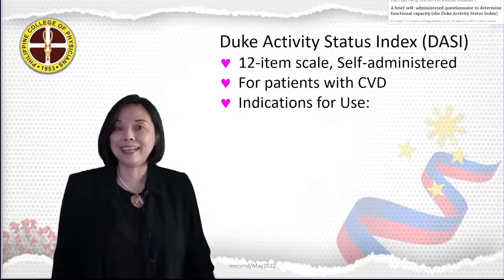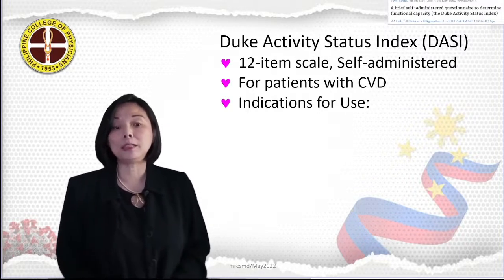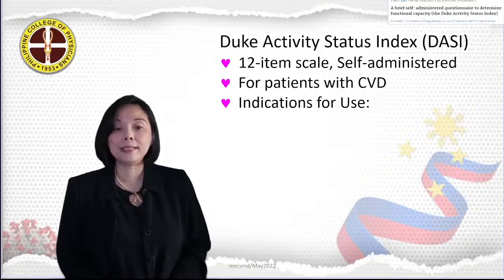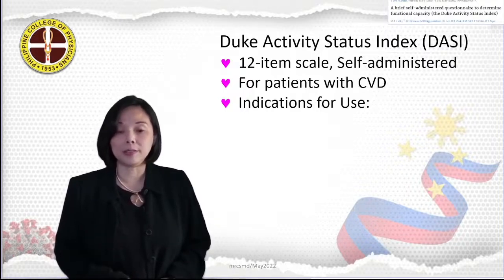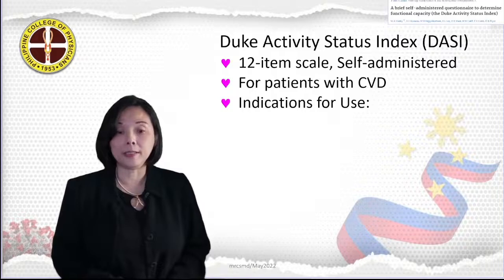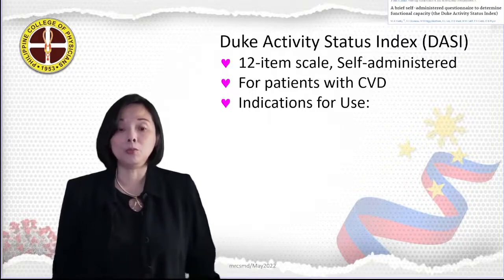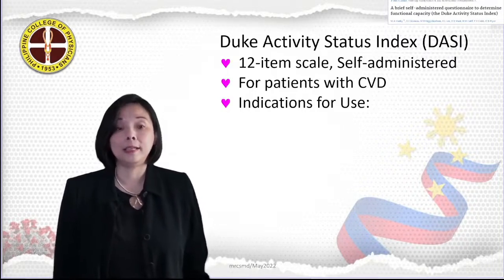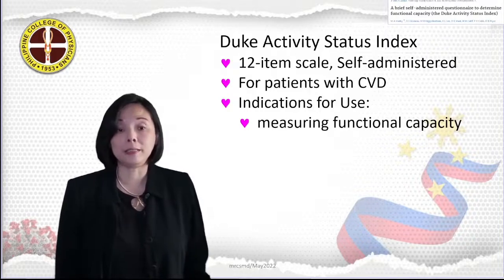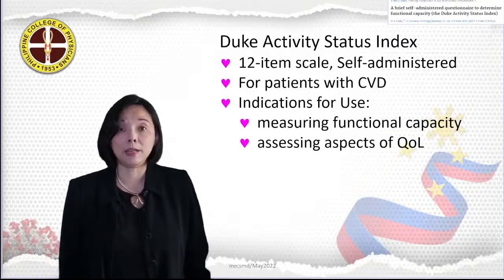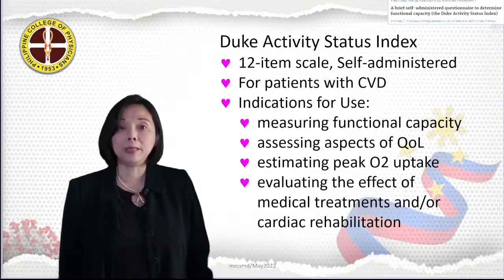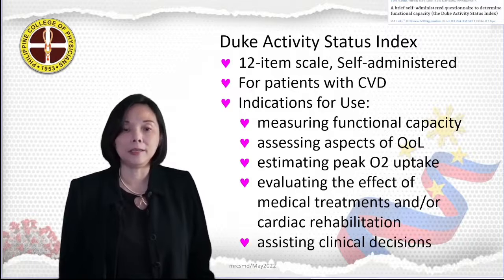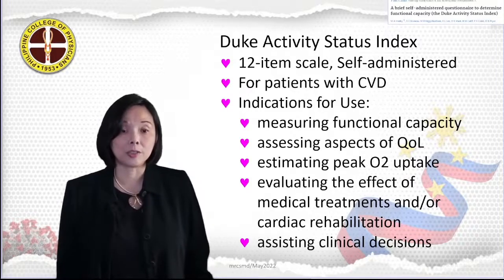In 1989, Hlatky and his colleagues developed the Duke Activity Status Index. DASI is a 12-item scale in the form of a self-administered questionnaire used to evaluate patients with cardiovascular diseases such as heart failure, CAD, or MI. The clinical use of the Duke Activity Status Index includes measuring functional capacity, assessing aspects of quality of life, estimating peak oxygen uptake, evaluating the effect of medical treatments or cardiac rehabilitation, and assisting clinical decisions.